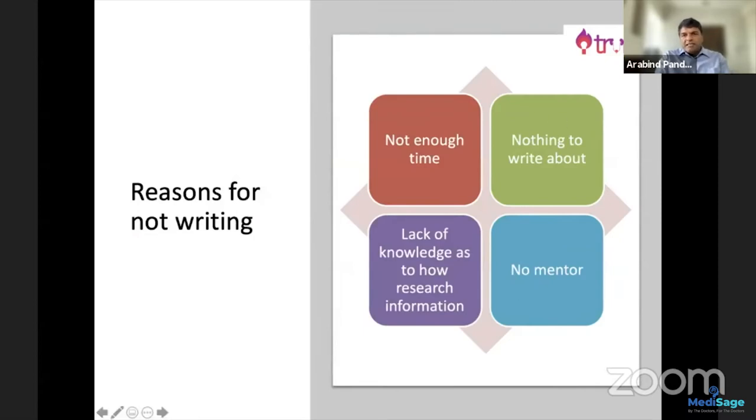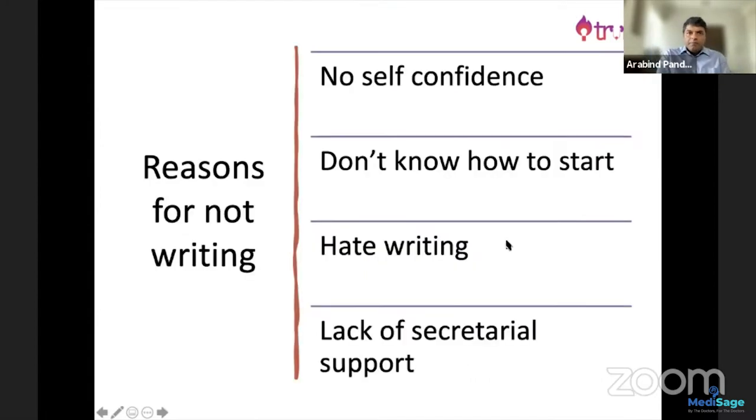So, that's why we write, but what are the reasons for not writing? The reasons would be the usual things like not enough time, I have nothing to write about, lack of knowledge and of how to research information. And then one very important thing, we have no mentors, so we don't know how to write. Again, when you're young, sometimes there can be no self-confidence: I'm not confident enough to write, I don't know how to start, I hate writing, and sometimes a lack of secretarial support.